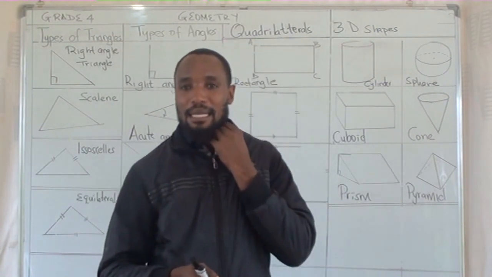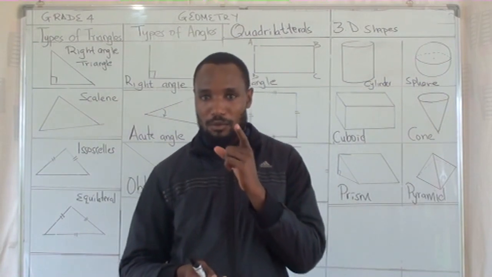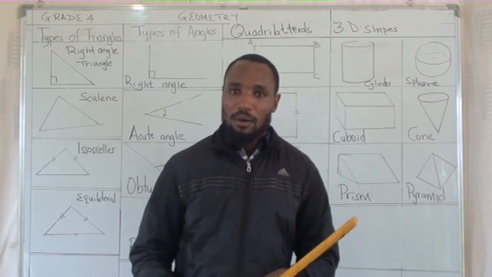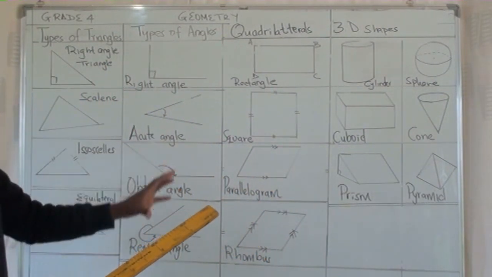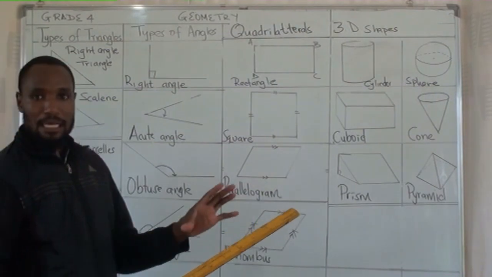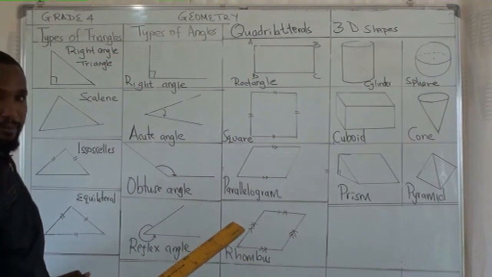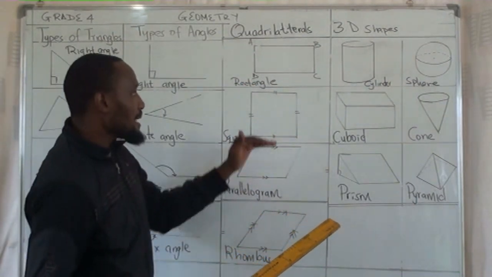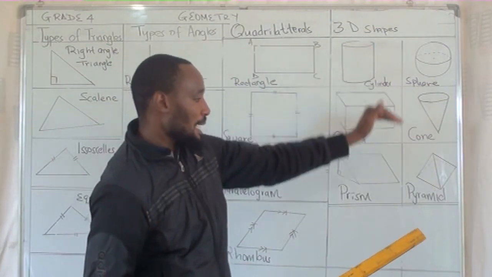Now, today I want us to focus most on the geometry part, or figures. I want us to discuss figures. Now, on my board, you can see I've drawn a lot of figures. To illustrate this, triangles are here, angles are here, quadrilaterals are here, and three-dimensional shapes are here.